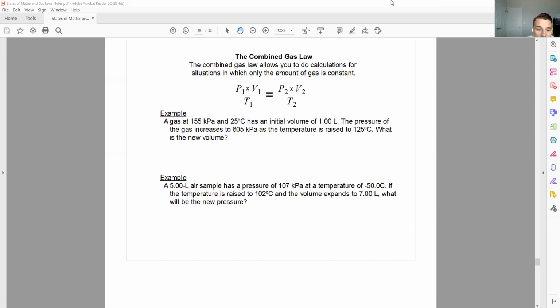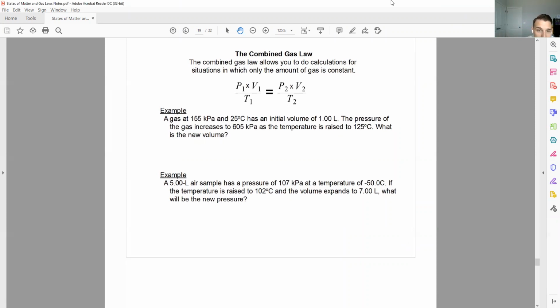So a gas at 155 kPa, so that's going to be P1, 25 degrees Celsius, which is 298 Kelvin, so that's T1, has an initial volume of 1 liter, V1. The pressure of the gas, P2, is 605. As the temperature goes to 125 Celsius, that's going to be 398 Kelvin, T2. What is the new volume? V2. Okay, very simple. I've got all of my information. I'm literally just going to plug it in.